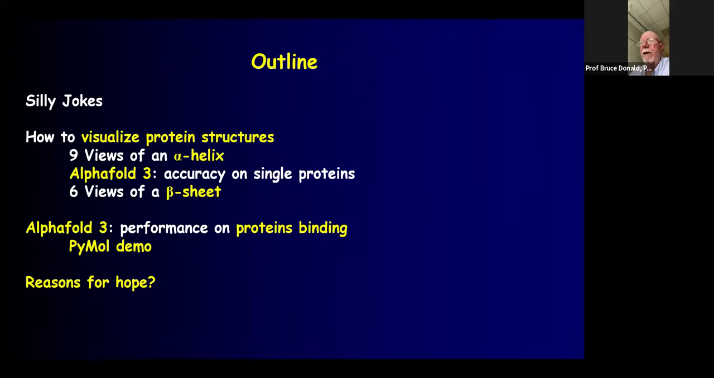So here's the outline, some motivation. How do we actually visualize protein structures? Not as points, but as some object. Let's look at how to visualize what's an alpha helix, what's a beta strand, how does AlphaFold do, and then look at AlphaFold on proteins binding each other. And I'll do a little demo with PyMOL at the end.